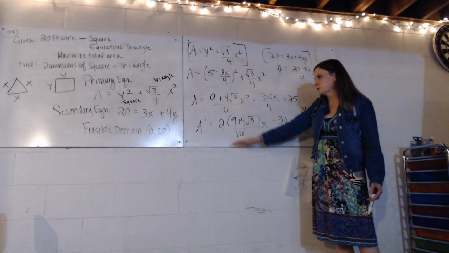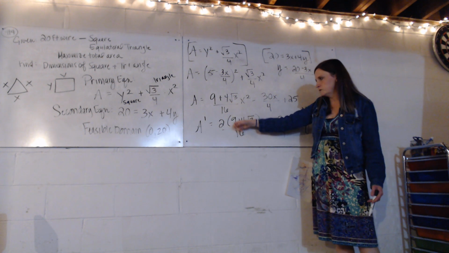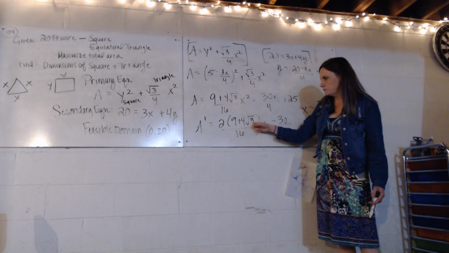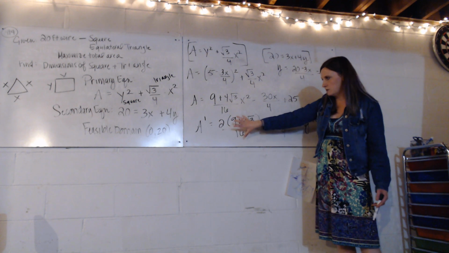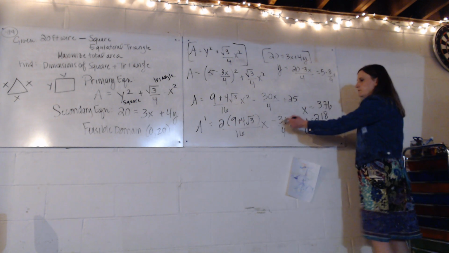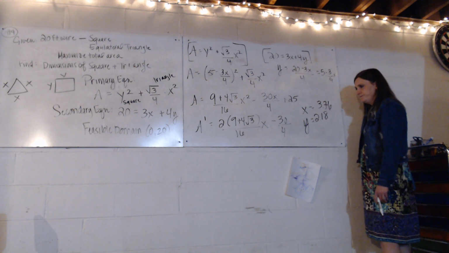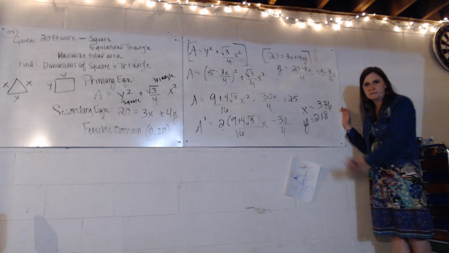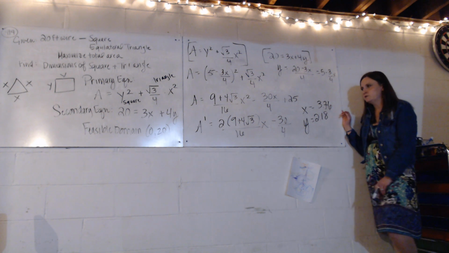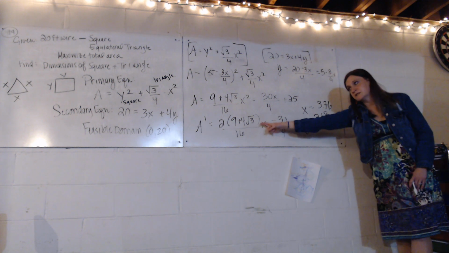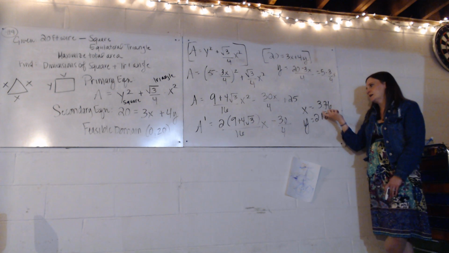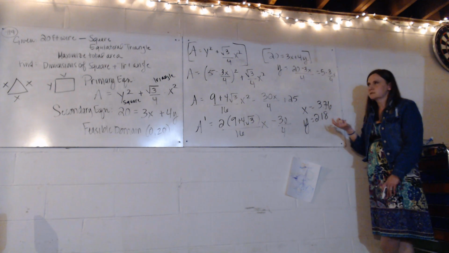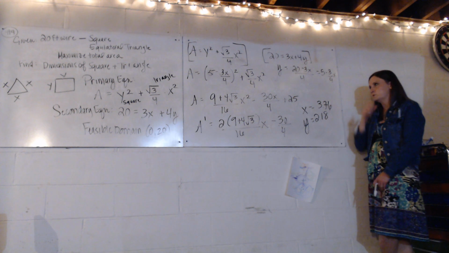So if I take the first derivative, I end up with 2 times (9 plus 4 times the square root of 3) over 16, so just a number quantity times x, minus 30 over 4. And if I solve this, so I ran out of board space, as you can see. So I trust that you could, especially since I just put these in as numbers. If I solve this for x, I get x is equal to 3.76, and then I can use that to solve for y, and it's 2.18.